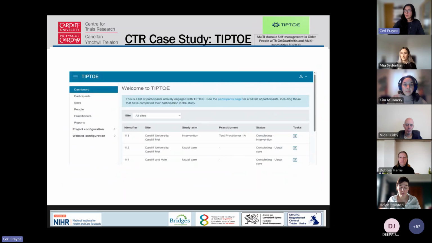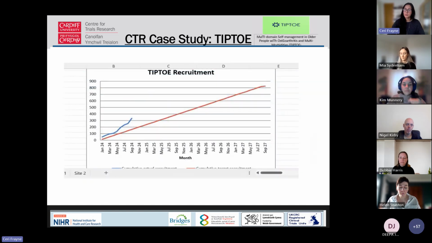The study team and sites use the Assistant database system. They log into Assistant and are able to view and manage participants, and site PIs are able to allocate participants to their practitioners. Practitioners are able to view participants allocated to them and independently manage and book intervention sessions. Assistant has been further adapted for Tiptoe to include a reporting tool whereby graphs and charts are created to show recruitment overall, per site, and per month.